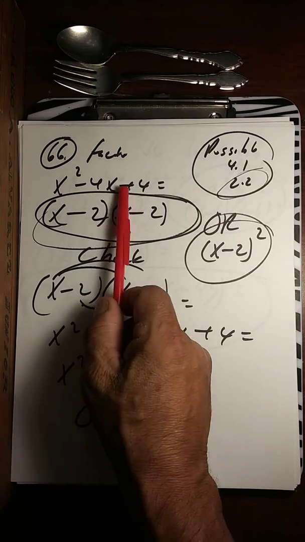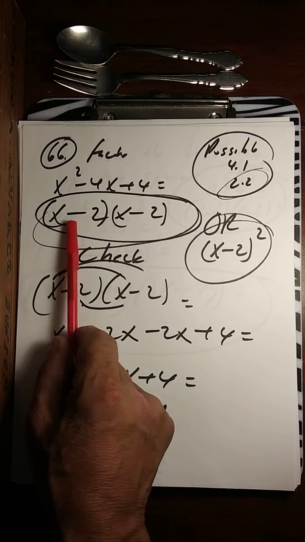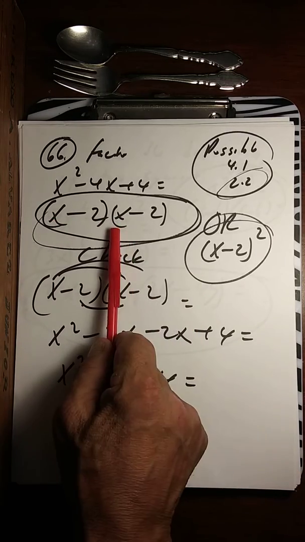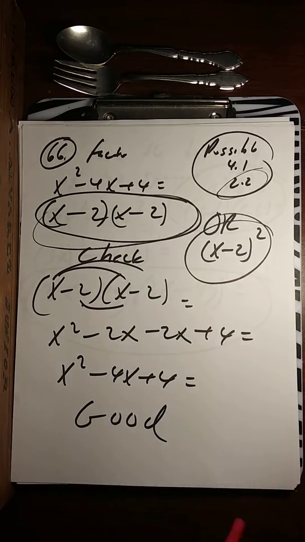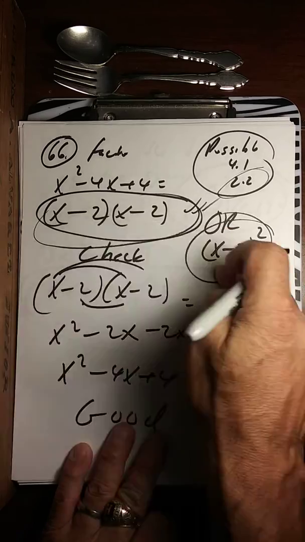Factor this one out. 4 times 1, 2 times 2. We'll try the 2, 2. X minus 2, x minus 2. We can do it this way or this one. So it's either this one or that one. This answer is good and this answer is good. They're the same right there.